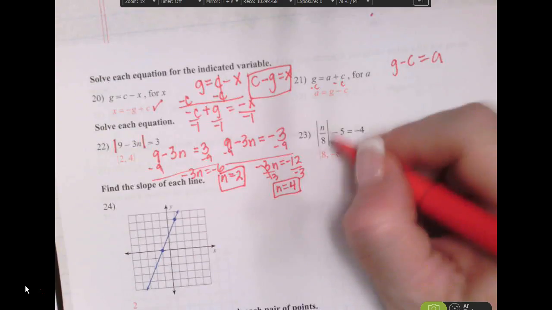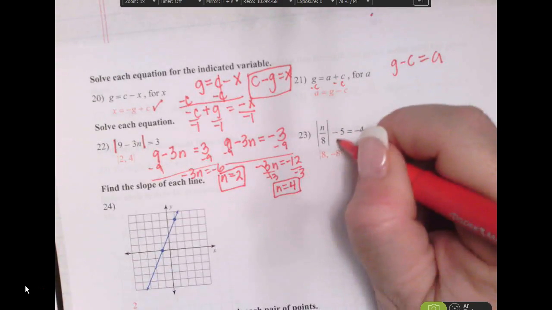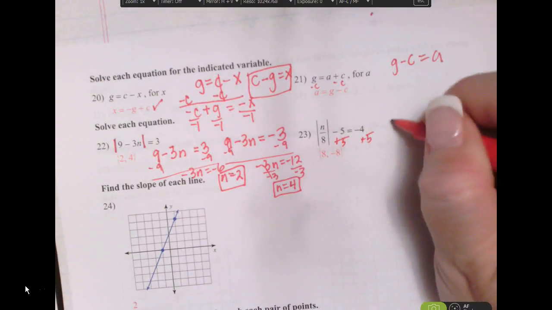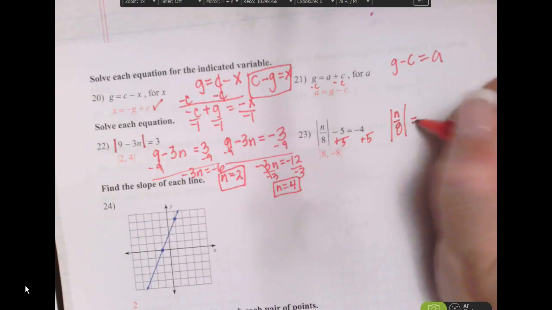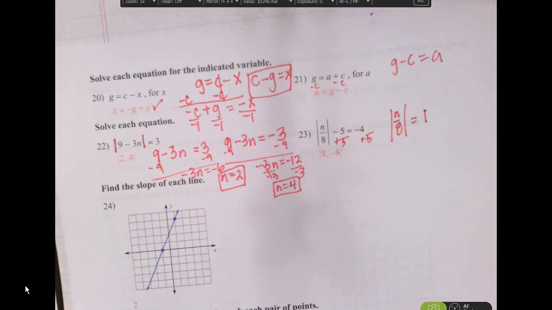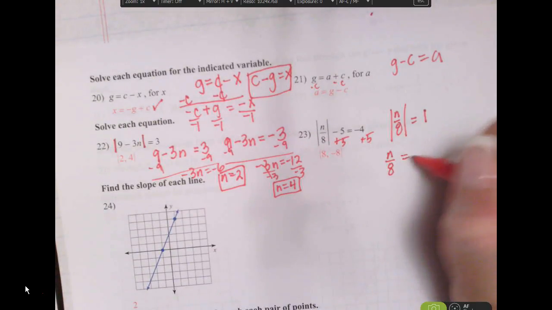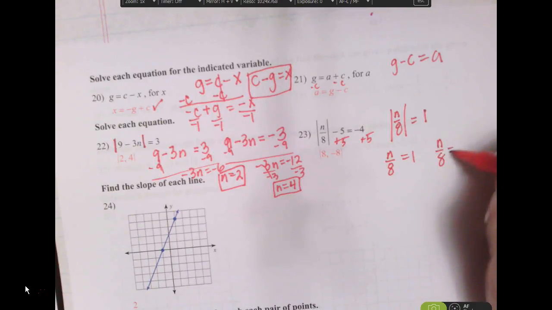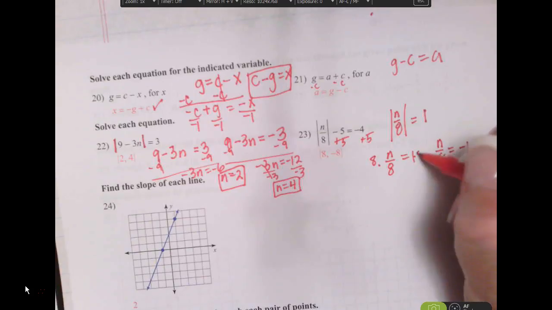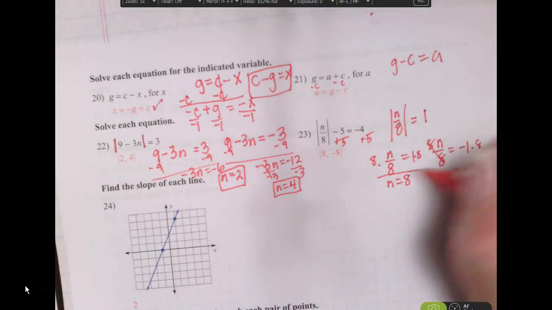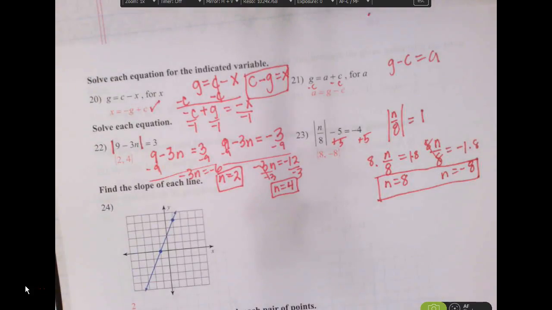In number 23, before I split my equation, I want to get the absolute value by itself. So I'm going to add 5 to both sides. Now I get n over 8 equals negative 4 plus 5, which is 1. Now I've got my absolute value by itself, so now I can split my equation. N over 8 equals 1, n over 8 equals negative 1. In this one, when I multiply by 8 on both sides, I get n equals 8. On this one, when I multiply by 8 on both sides, I get n equals negative 8. Almost always two solutions to an absolute value problem.